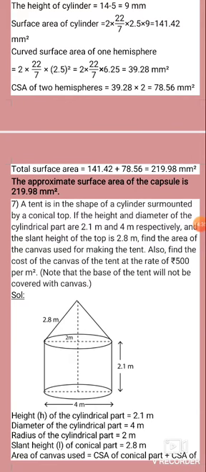Now the next one. A tent is in the shape of a cylinder surmounted by a conical top. If the height and the diameter of the cylindrical part are 2.1 meter and 4 meter respectively, and the slant height of the top is 2.8 meter, find the area of the canvas used for making the tent. Also find the cost of the canvas of the tent at the rate of rupees 500 per meter square. Now the important condition is that the base of the tent will not be covered with the canvas.